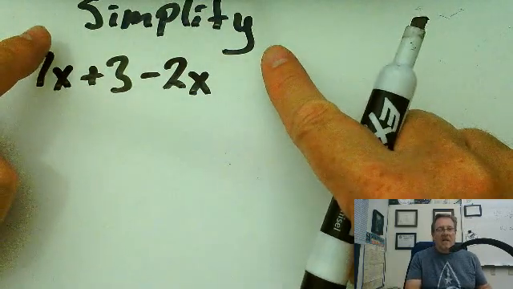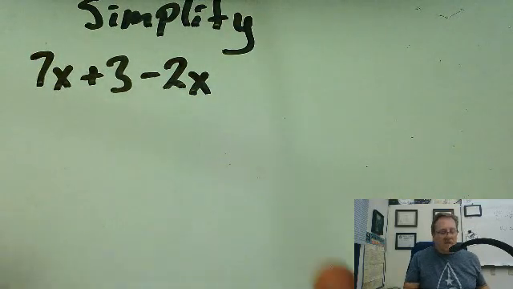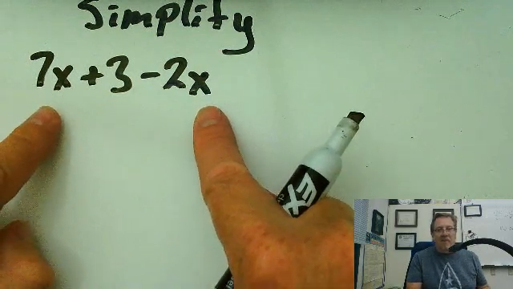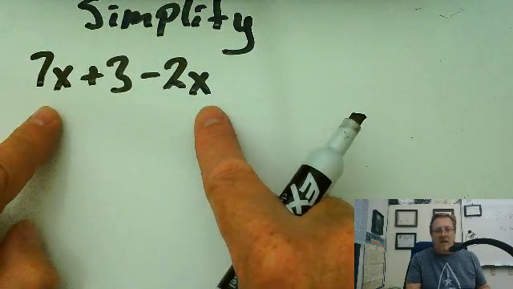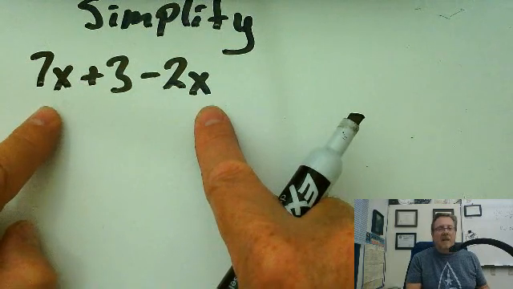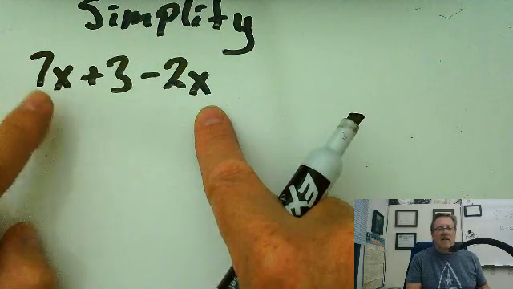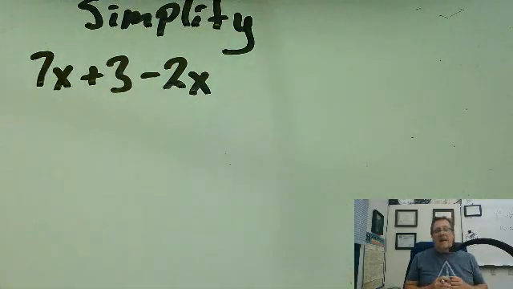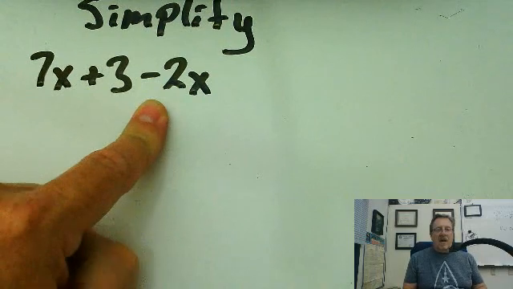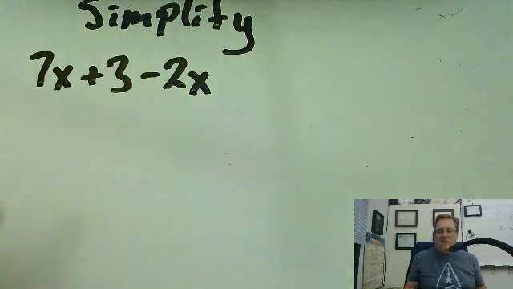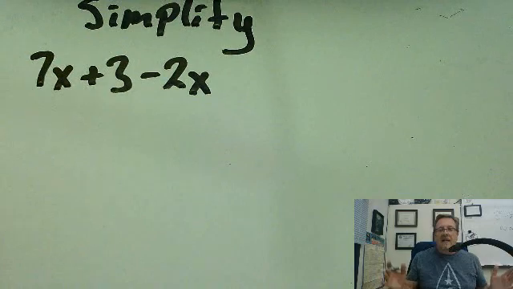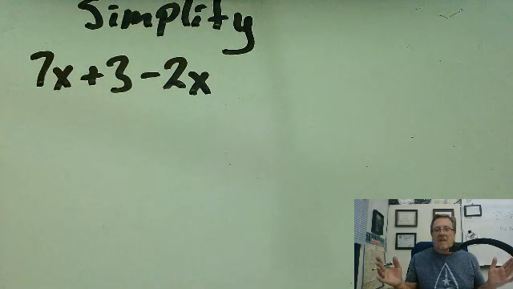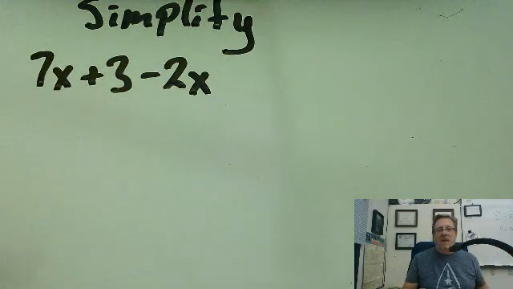Again, to simplify, we're going to try and look for like terms. Those are variables that are like each other, raised to the same power. In this case, I see a 7x and a minus 2x. Now, some people say, is that a negative 2x or is that a minus 2x? And my response is, it doesn't make any difference because you'll get the same answer either way.